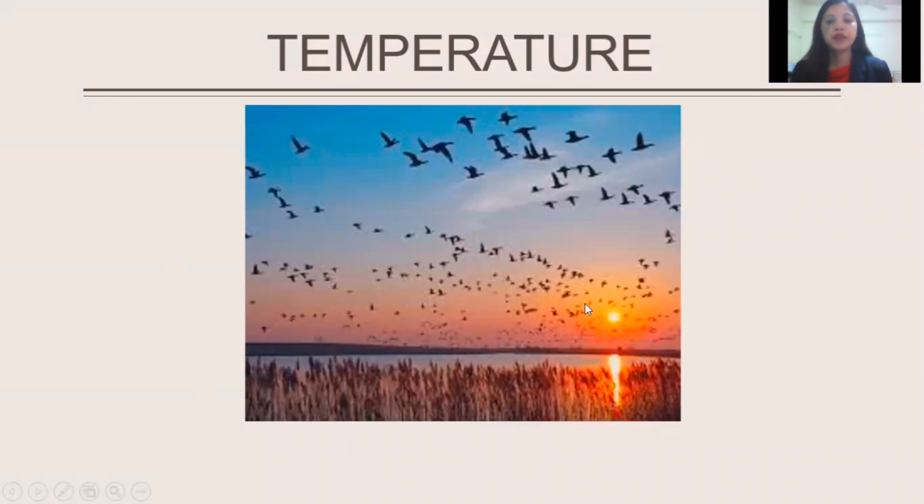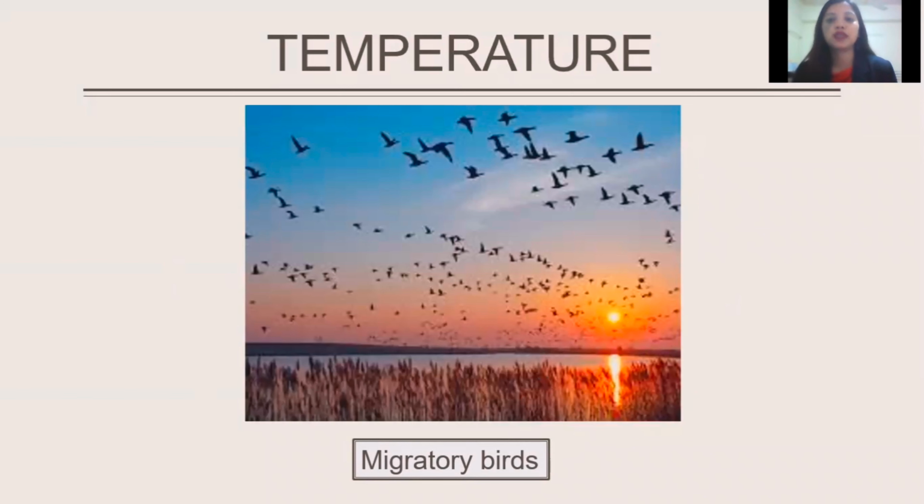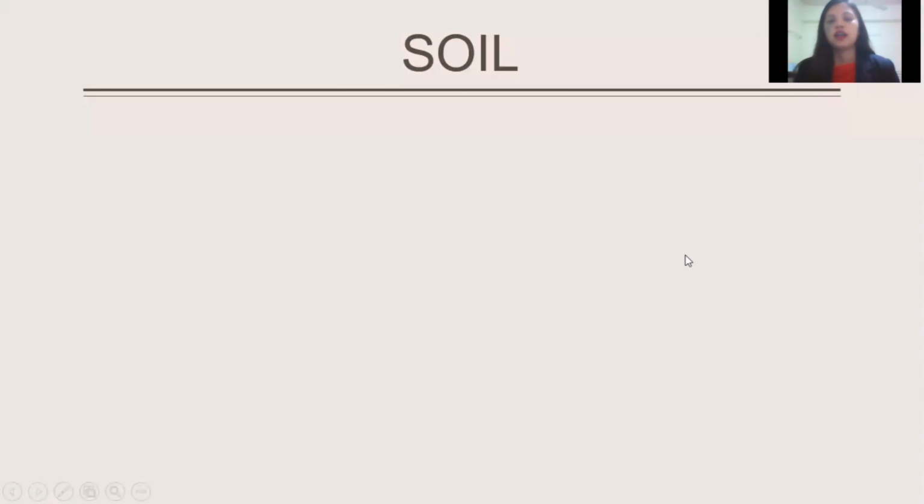There are also some birds that avoid cold weather or cold temperature by migrating into a warmer place in order for them to hunt or find food and shelter. And that is what we call migratory birds. Okay? So that is how some birds interact with temperature. If a certain place is very cold for them, they go to another place which is warmer in order for them to survive. Now, let us talk about the interaction between the living things and the soil.